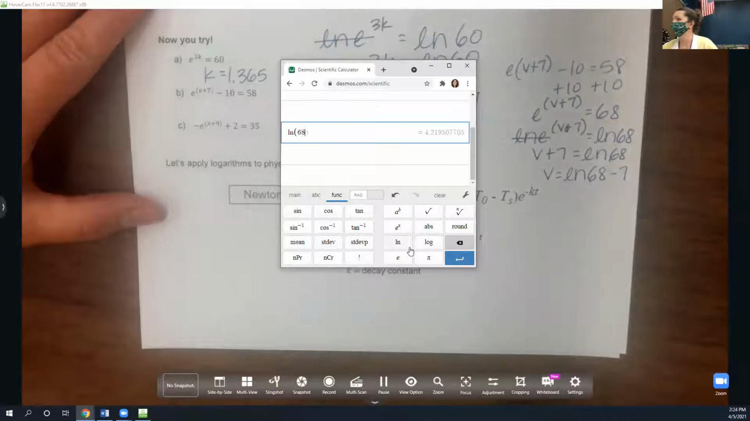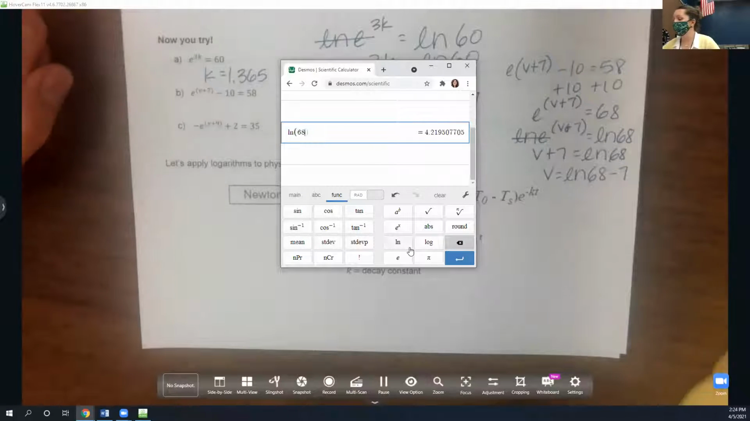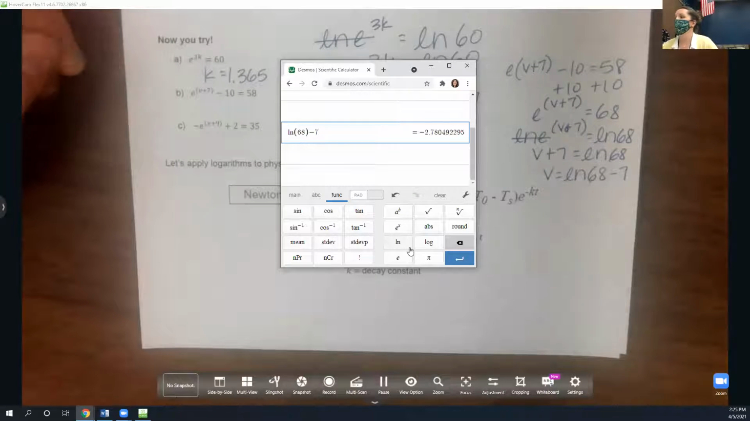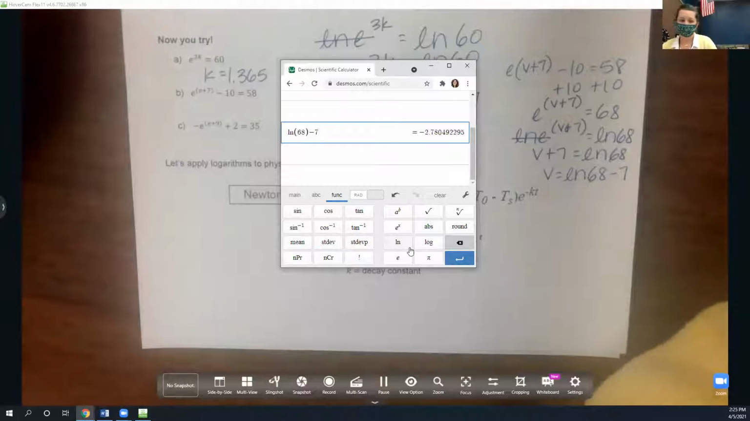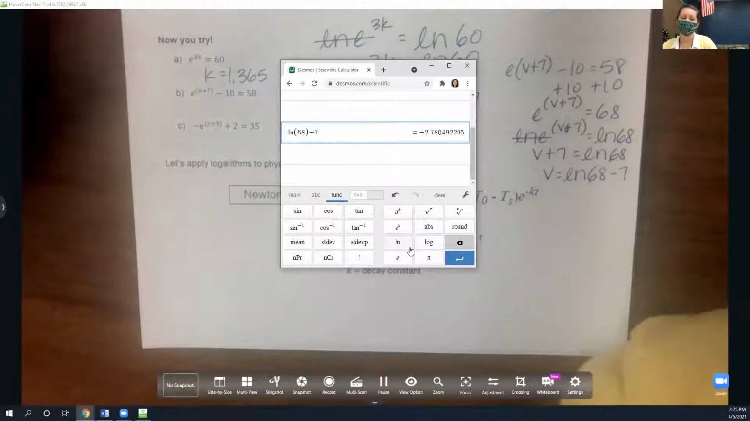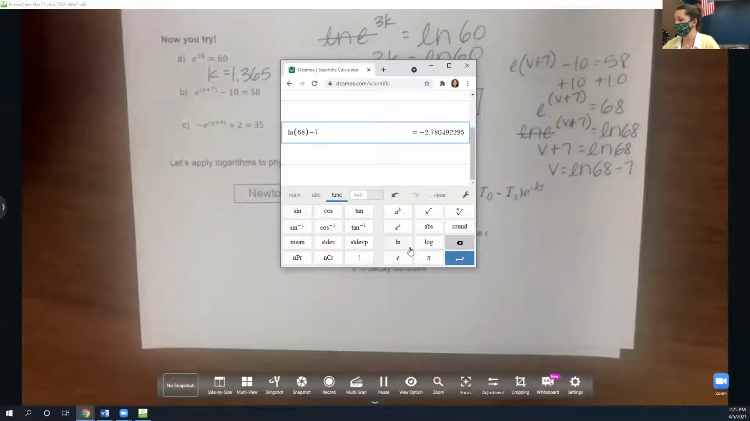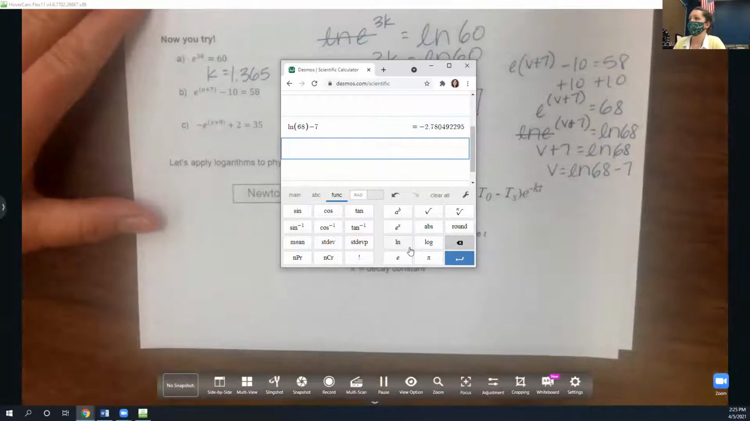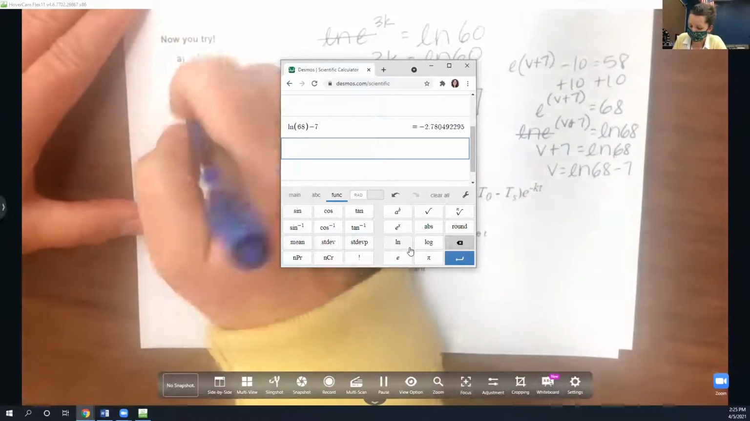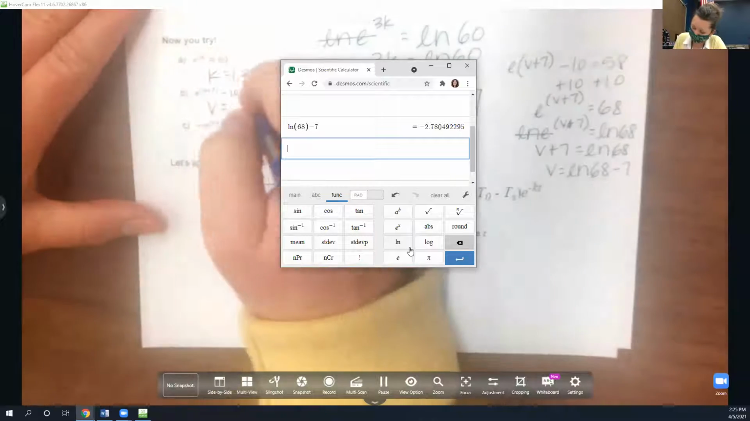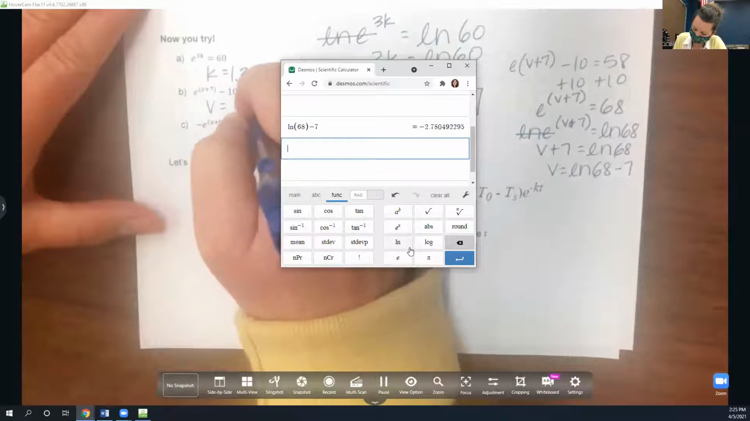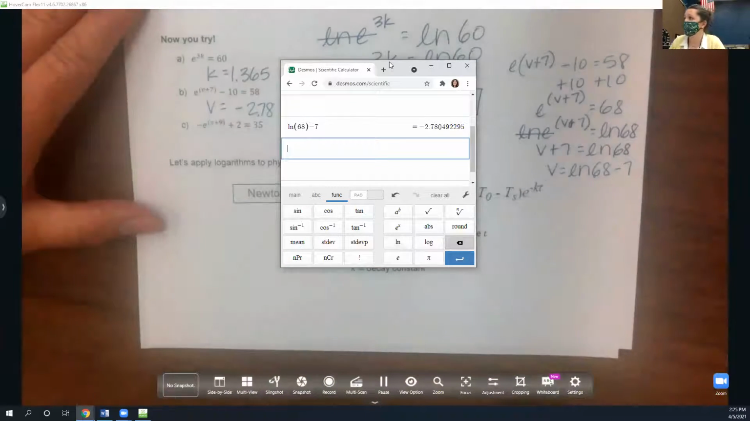So I have v equals the natural log of 68. And notice you're going to get a different answer if you don't close your parentheses. So make sure that you're closing your parentheses. I don't want to find the natural log of 68 minus 7. I want to find the natural log of 68 and then subtract 7. So we should get a negative 2.78 there.